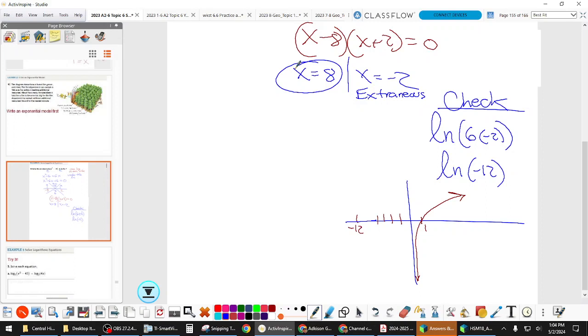What else? Zero. Why is it zero? Because it never touches. I was super careful to never touch that y-axis, because the y-axis is the what? Asymptote. Know that word, definitely. And that means it never touches zero. So if this check becomes natural log of zero, you should be able to say, nope, that doesn't work. It never touches zero. So it's extraneous. Good?